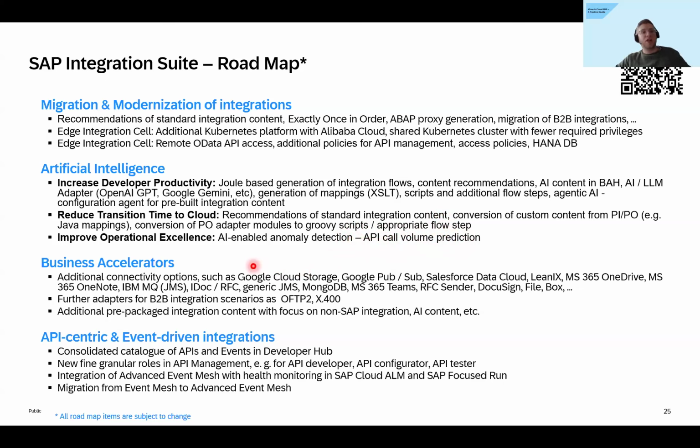We also have additional accelerators planned. For example, for Google Cloud Storage and Microsoft OneNote. What we did deliver was IBM MQ. We also delivered Google PubSub, right? So some we already delivered, some we still will deliver: the P2 adapter, the X400 adapter, I think, are also planned for this year, as well as the file adapter. They will also come exclusively with Edge Integration Cell.